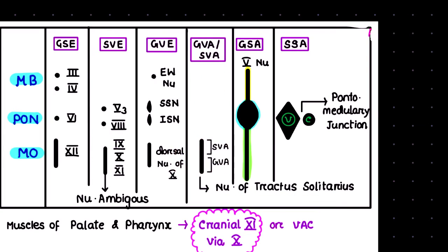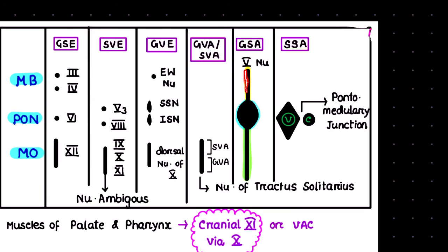Okay, we talked about general visceral efferent and special visceral efferent. Now let's talk about general somatic efferent. Talking about this general somatic efferent, it will carry general sensation from somatic body wall muscles. Now here we have the nucleus of cranial nerve 5, that is trigeminal only. It is a huge nucleus.